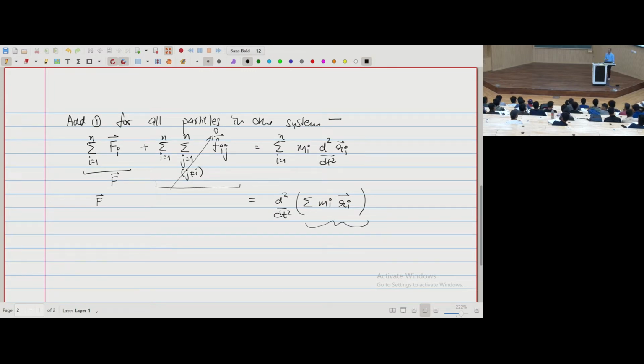And what is this? Anybody remembers? This is how we define the center of mass. So this becomes the total mass m times the position of the center of mass. That's the definition of center of mass. Till now we are talking about discrete particles, so we are taking a summation here. Is that clear?